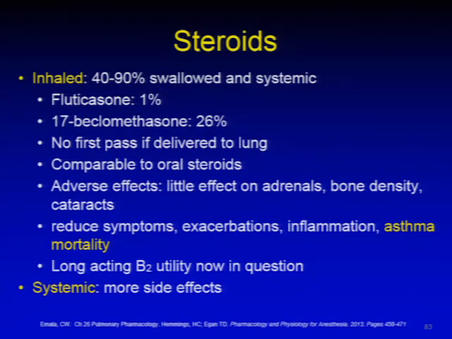So steroids can be taken enterically, IV, or inhaled. Now when inhaled steroids are used, there's no hepatic first pass, and their clinical effect is comparable to oral steroids, but with less side effects, including little adrenal suppression, little reduction in bone density, or cataract formation. Inhaled steroids have been shown not only to reduce morbidity, but also asthma-related mortality. So there have been important advancements in the pulmonary treatment of asthma.